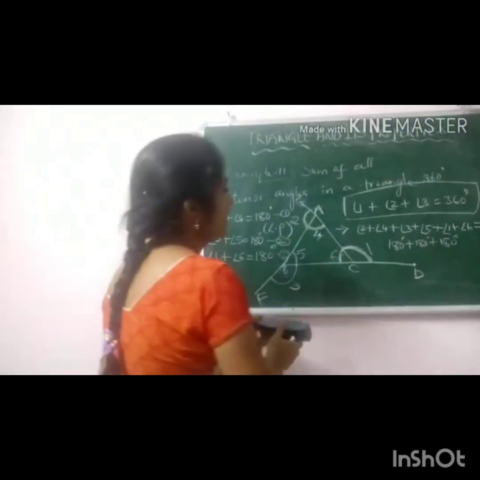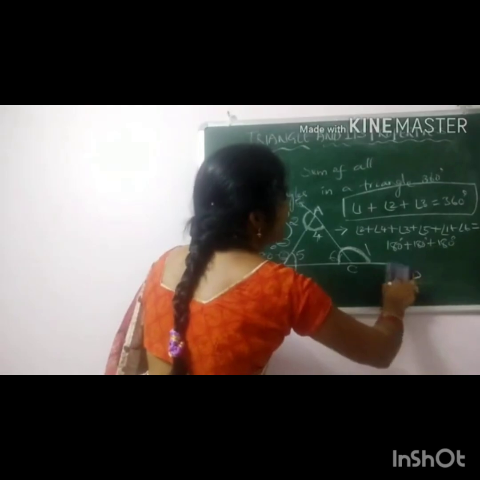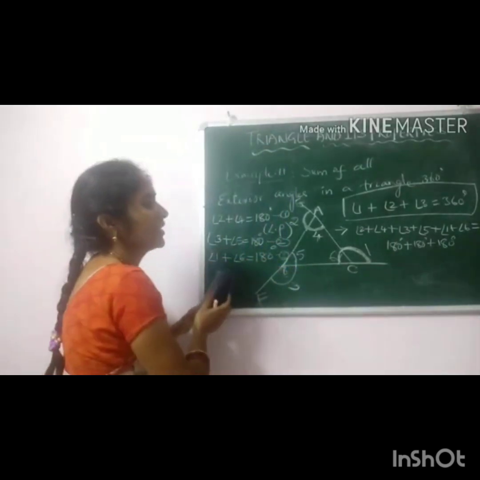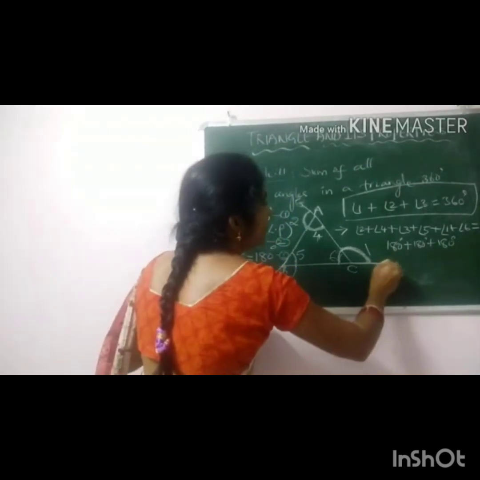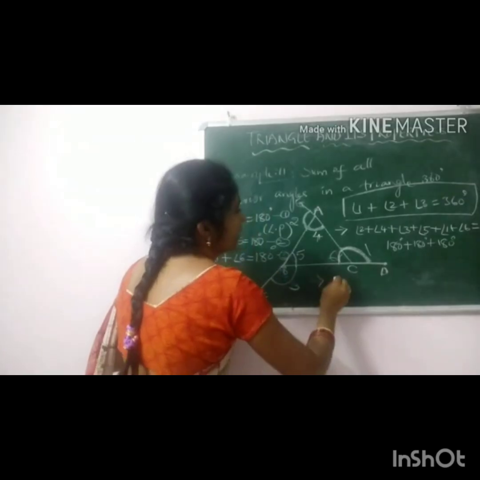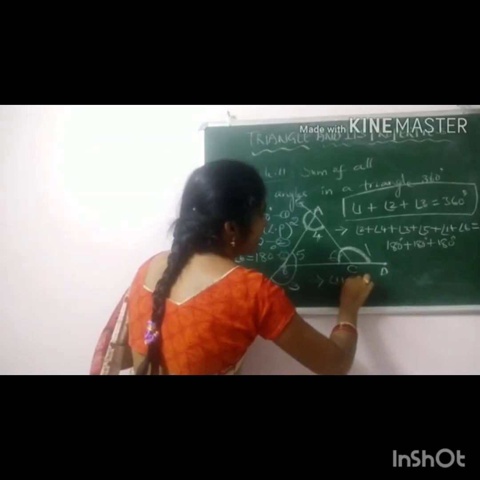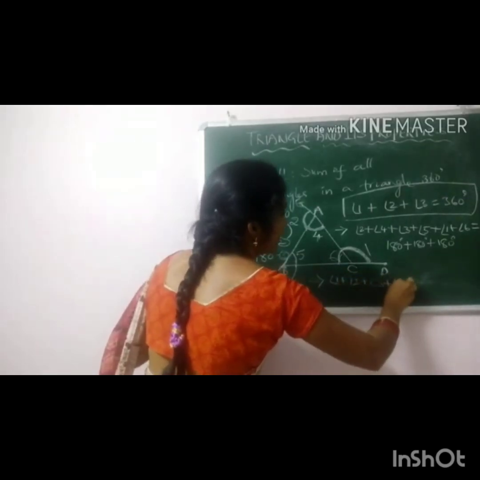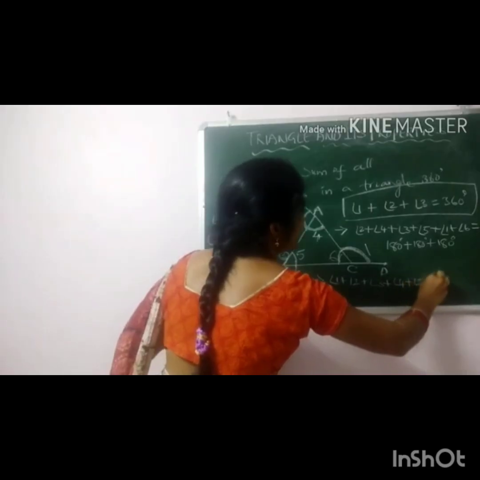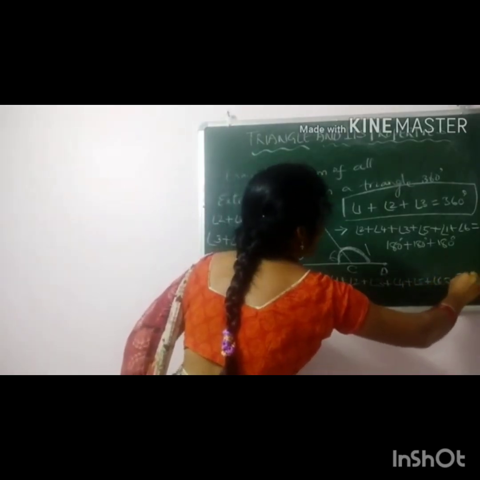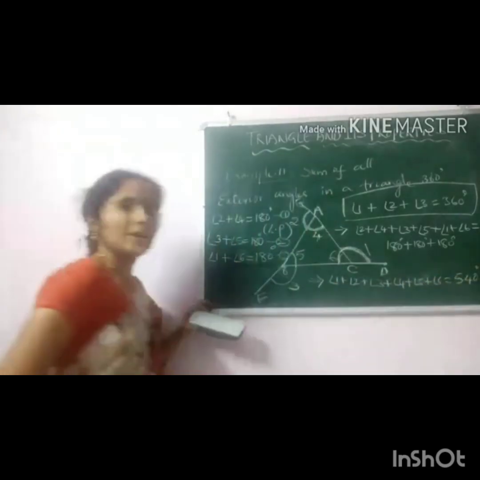180 plus 180, 360. 360 plus 180, 540. So totally angle 1 plus angle 2 plus angle 3 plus angle 4 plus angle 5 plus angle 6 is equal to 540 degrees.